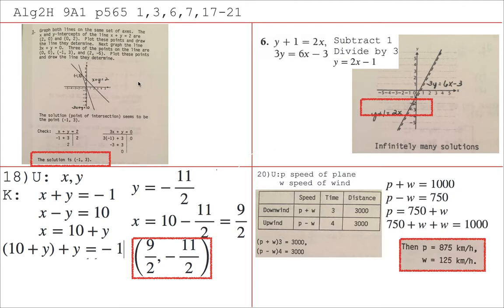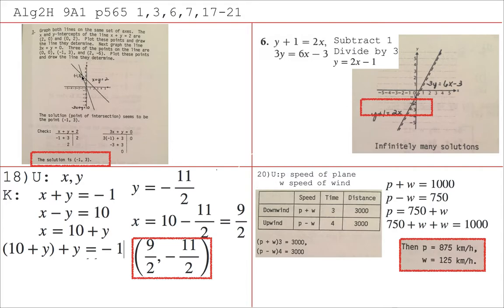Let's take a look at number 3. If you graph both lines on the same axis, then you can see they intersect right here. If you've got a great grapher, then you can just line it up and you can see right there. If you want to do it by hand, you can. It's good to check to make sure.